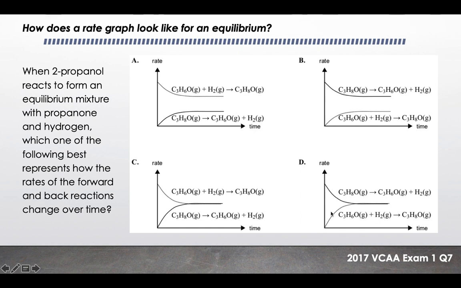So C and D, which one should we go with? The only difference is which one is the forward reaction, which one is the backward reaction, and which one is decreasing and which one is increasing. If the forward reaction is 2-propanol decomposing into its two components, then it should be D, because the rate of decomposition will decrease, and of course the reaction of these two to form reactants will increase. So the answer is D.